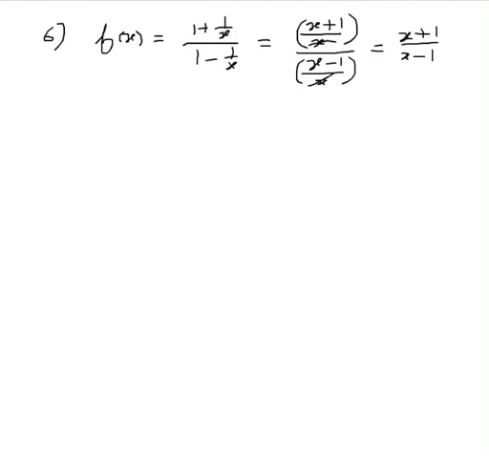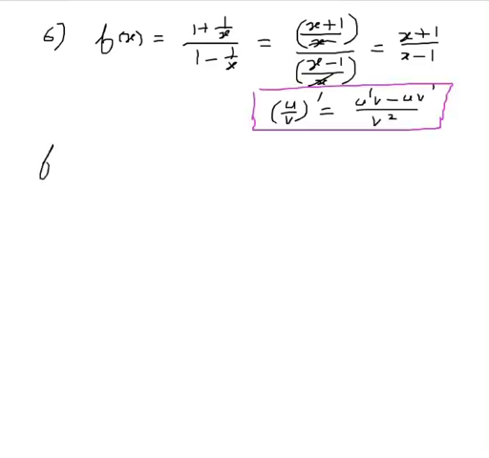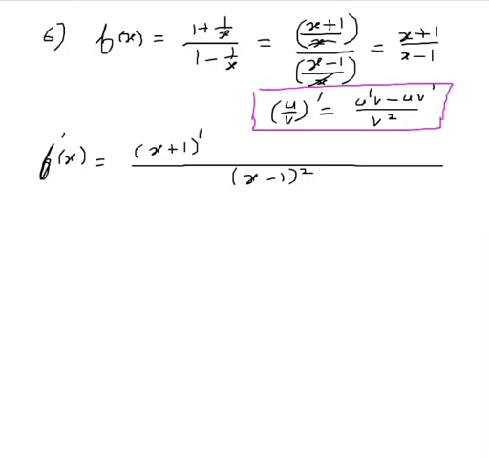We will use quotient rule. u by v the whole dashed is u dash v minus u v dash divided by v square. Therefore, f dashed of x is equal to, divided by x minus 1 the whole square, u dash into v minus u v dash.